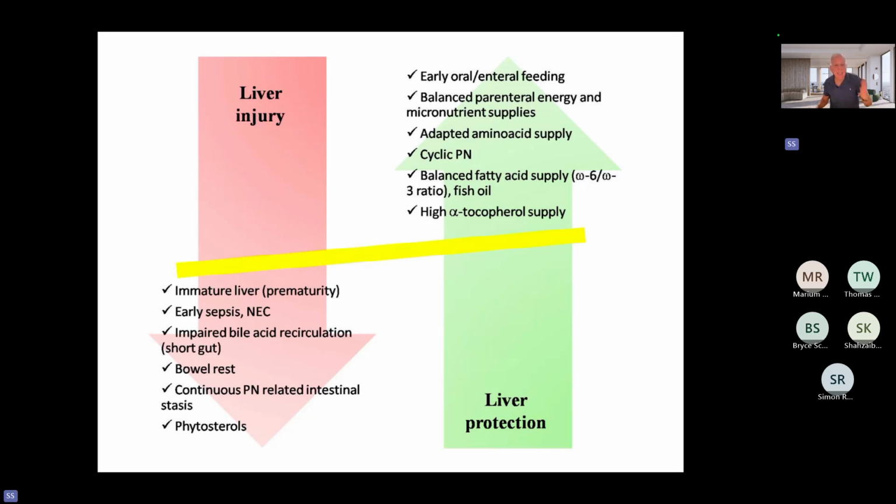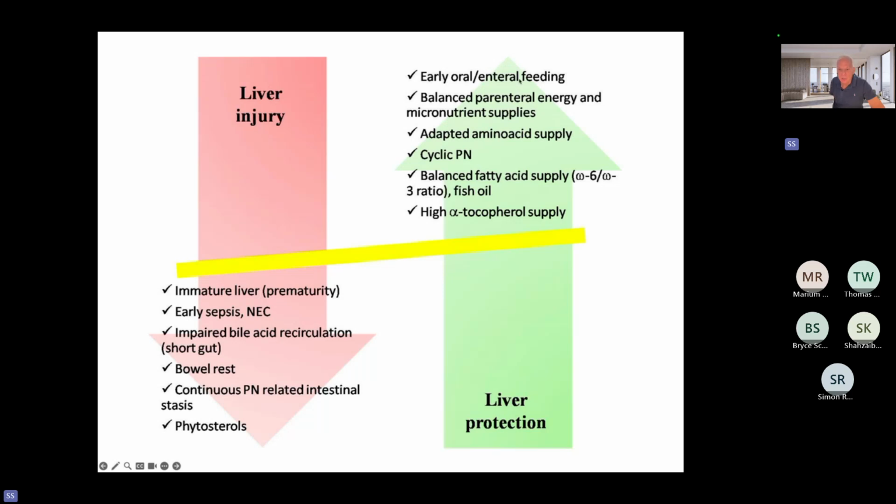So it's a balance between liver injury and liver protection. Immature liver, high risk. Early sepsis, NEC, high risk. Impaired bile acid recirculation with ileal resection. Nothing in the bowel. Bowel rest. Bowel rest is good for virtually no one, except for very short periods of time. Continuous parenteral nutrition-related intestinal stasis. And again, phytosterols, which are present as part of soybean oil emulsions. And we balance the risks of liver injury with what's available to protect the liver.